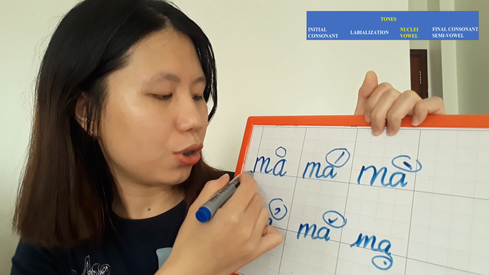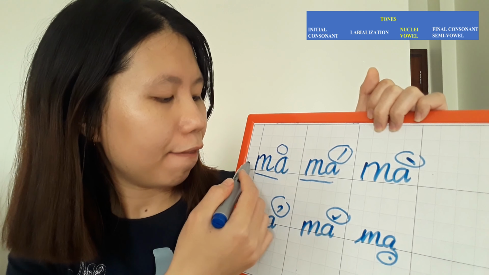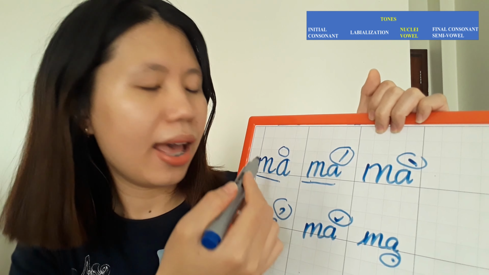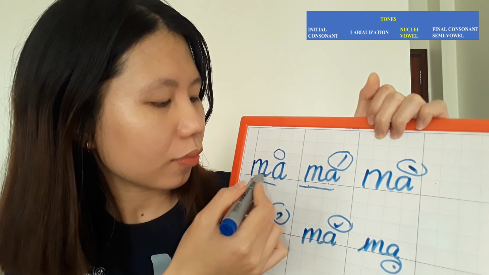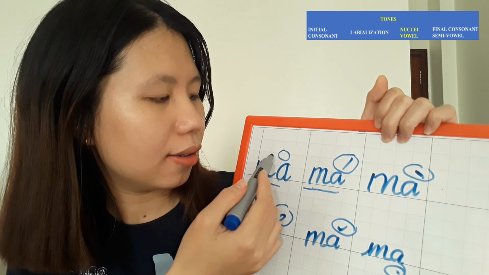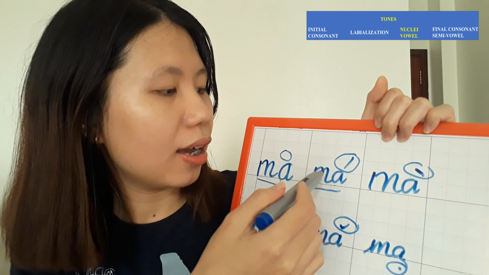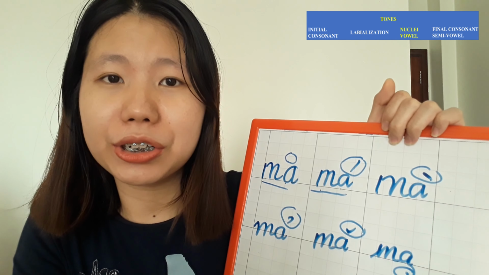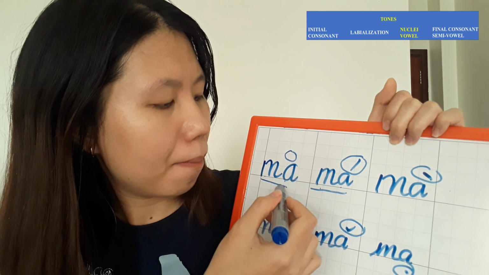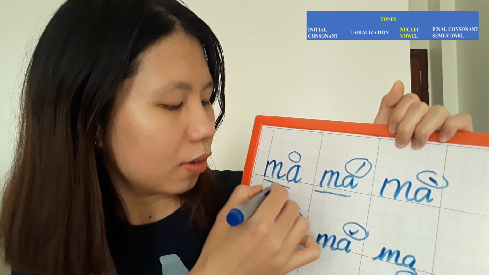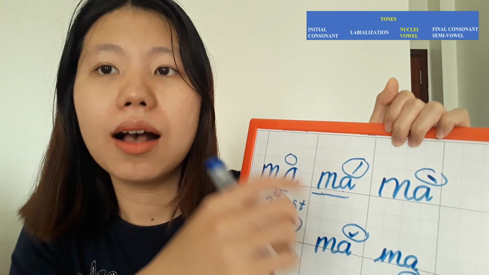Now you can look at here, 2 words here, ma and ma. You can see they are similar to each other, right? They both have the initial consonant m and the nuclear vowel a, but the difference here is the tone. For the first word ma, the tone is mid-level tone. For the second word ma, the tone is high raising tone. They are similar to each other, but their meaning is totally different. For the word ma, the meaning is ghost. And for the word ma, the meaning is mother.